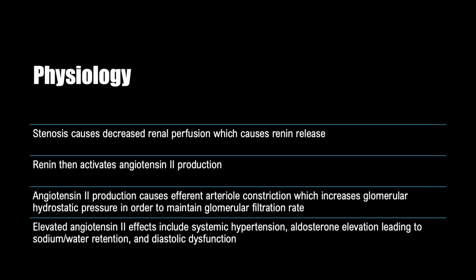Here is some physiology on renal artery stenosis. Stenosis causes decreased renal perfusion, which causes renin release. Renin then activates angiotensin II production. Angiotensin II causes efferent arteriolar constriction, which increases glomerular hydrostatic pressure in order to maintain glomerular filtration rate. Elevated angiotensin II effects include systemic hypertension, and elevated aldosterone leading to sodium and water retention and diastolic dysfunction.